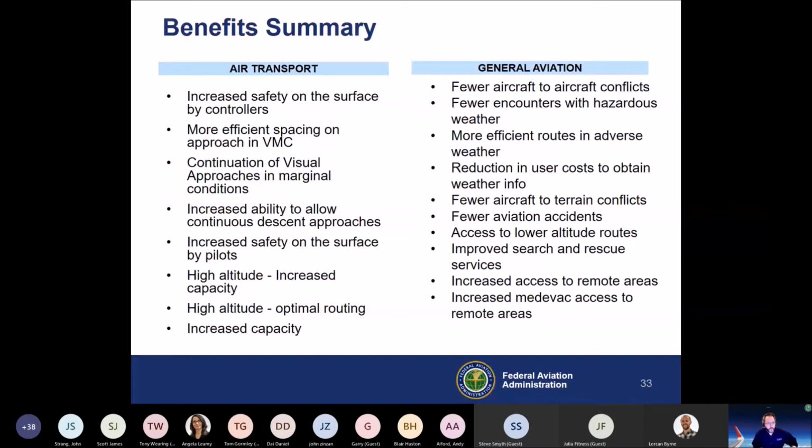So just a summary of benefits. I've been over most of these. I think that you really can see both to the air transport side and the general aviation side, there's significant benefits. Really, honestly, on the general aviation side, I think those are the ones that really see the benefits for the way in which the system has been deployed today. And air transport sees significant benefits, but their benefits really come as we begin to develop more and more applications associated with ADS-B In and other things. So lots to come.